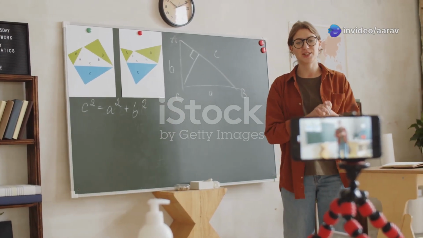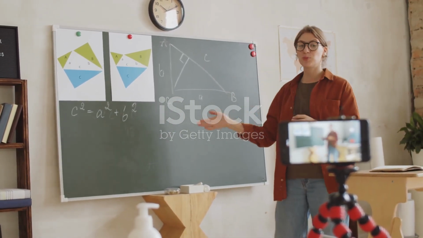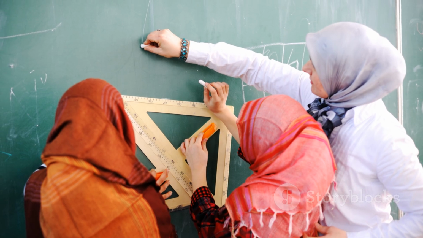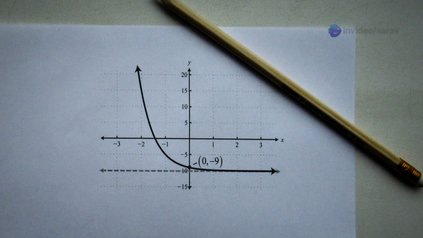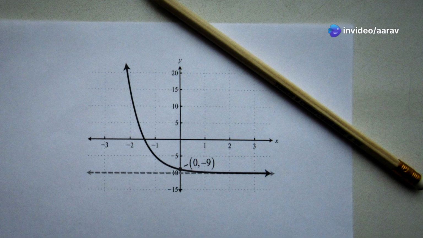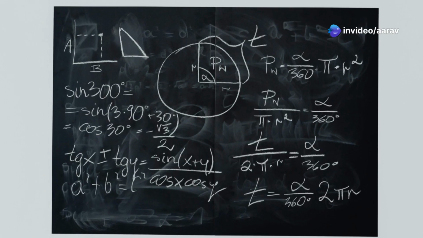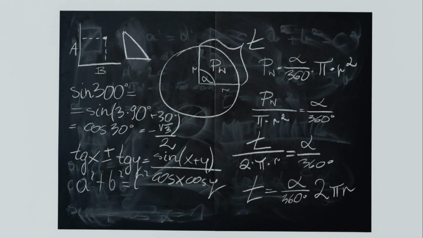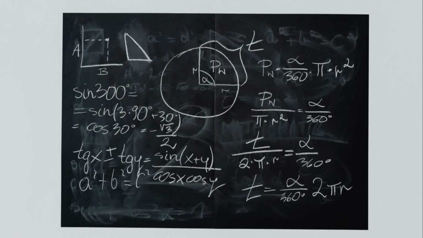Section 7. The unit circle, a powerful tool for understanding trigonometry. The unit circle is like a secret weapon in trigonometry. It's a circle with a radius of 1 unit centered at the origin of a coordinate plane. Don't let its simplicity fool you. It's a powerful tool that helps us visualize and understand trigonometric functions and their relationships.